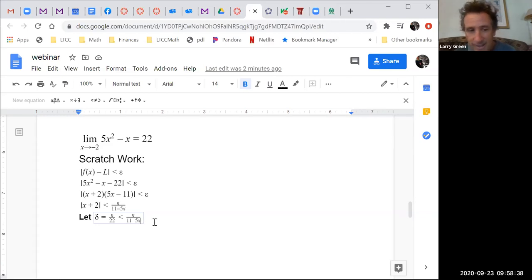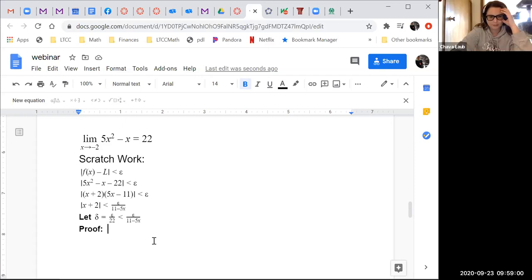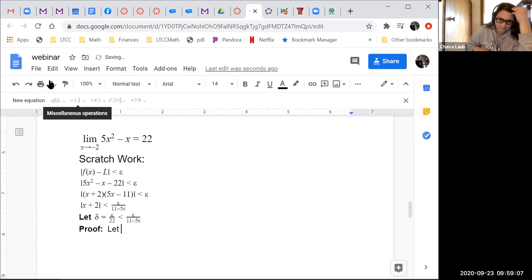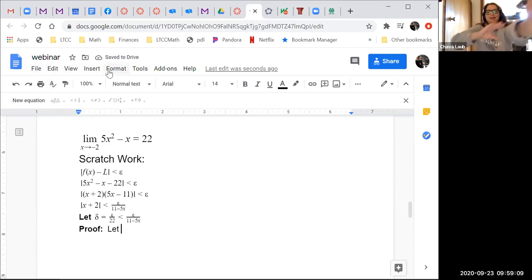Okay, we're ready. So now for the proof, because that's our goal. So that was scratch work. Now we're ready for the proof. And the idea is, what's the first few words of the proof? Always, in every single epsilon delta proof. And I told you, that was the first few words of the last proof. Let epsilon be greater than 0. Yeah. Let epsilon be greater than 0. And that's how all epsilon delta proofs work.